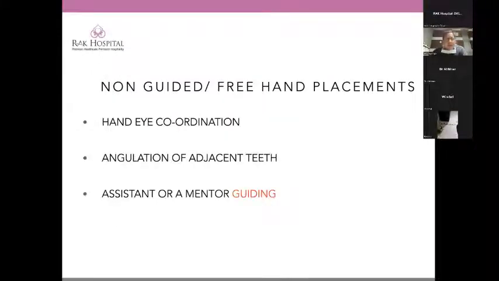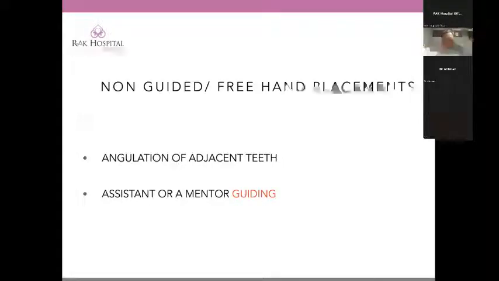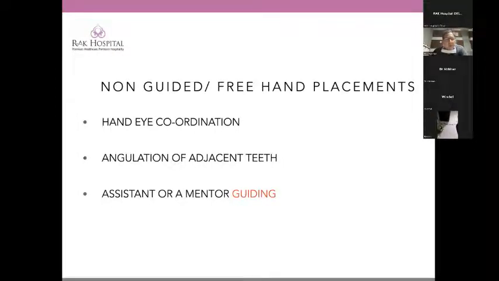Now, the issues with non-guided or freehand placements. We were all initially doing freehand placement when we did not have the facility to do CBCTs and surgical guides and all those things. So we were relying only on our hand-eye coordination, and on the angulation of adjacent teeth, which sometimes is not ideal, and maybe an assistant or a mentor guiding you in your directions. So you can go wrong in any of these aspects.